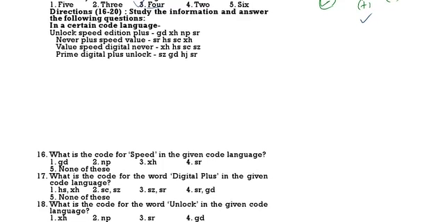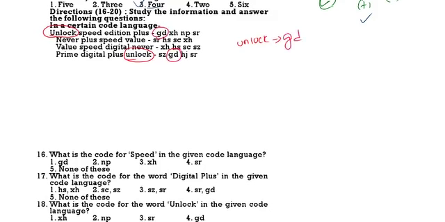Now see here, unlock is there in the first, unlock is there in the last. Now what is the code for unlock? In the first we are having GD, in the last also GD. So what is the code for unlock? GD. GD is the code for unlock.